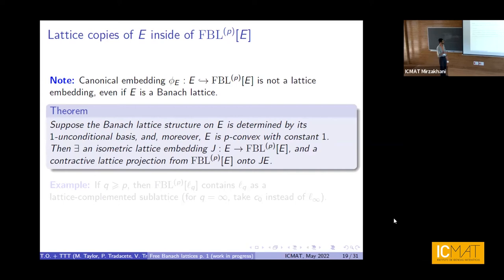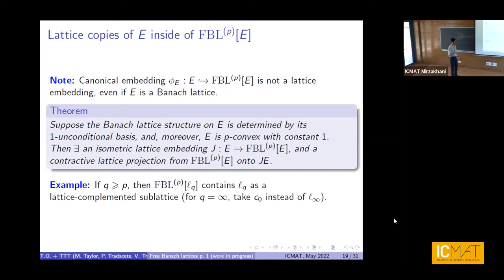So specifically, let's suppose that the Banach lattice structure on E is determined by its one unconditional basis, and E is p-convex with constant one. So you can think of it as actually a sequence space. Then there is a lattice isometric embedding of E into the p-convex free Banach lattice. And there is also a contractive lattice projection back onto E. So in particular, if you look at q and p, you want q to be greater or equal than p to have this p-convexity condition satisfied, then you'll see that FBL^(p)(ℓ_q) contains ℓ_q as a lattice complemented sublattice. And if q is infinity, we have c_0 instead.